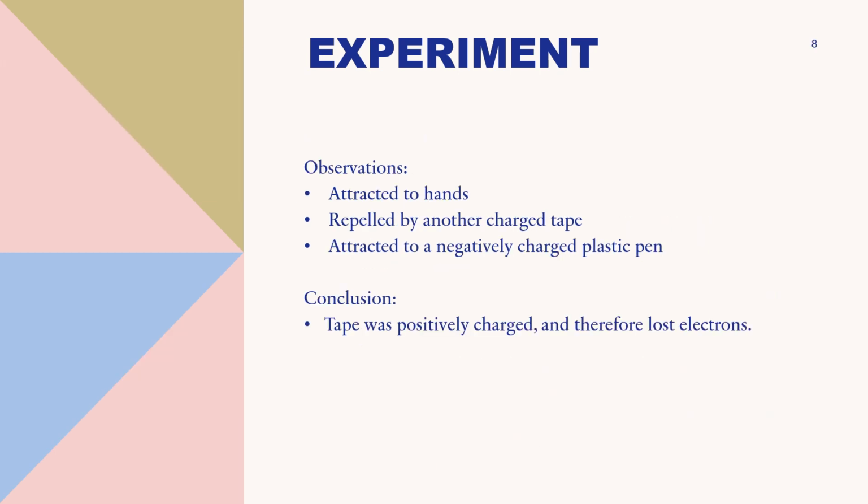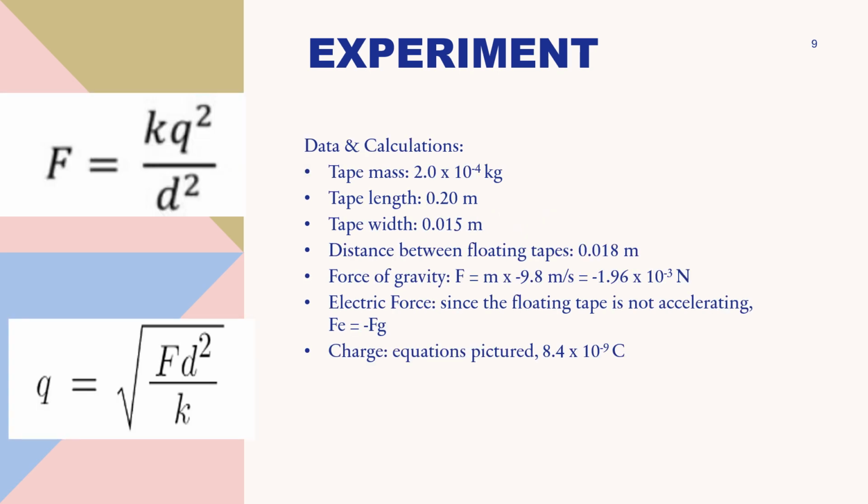Observations. The charged tape was attracted to neutral objects like my hand and my notebook. It was repelled by another charged tape, which leads to the assumption that they are equally charged, and it was attracted to a negatively charged plastic pen, meaning that these charged tapes were indeed positively charged, and therefore lost electrons.